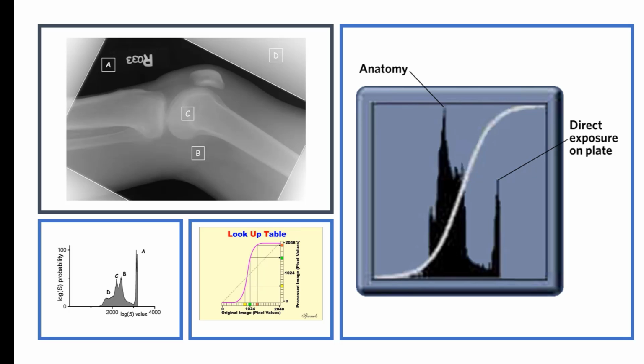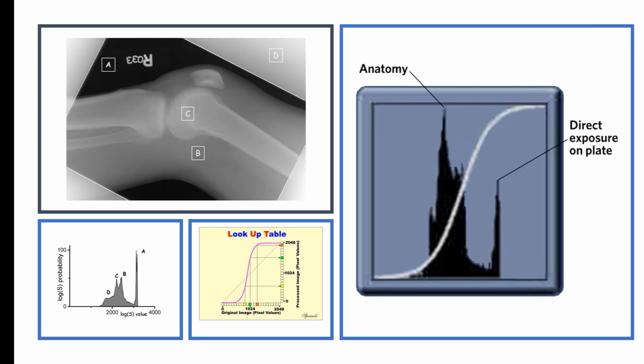Notice that the knee is collimated, and so on the outside in D, we have scatter secondary radiation, but it's underexposed because of the collimation. By using the collimation, that is the area that the computer will read to create the image.